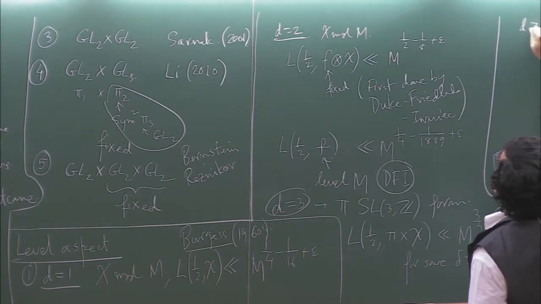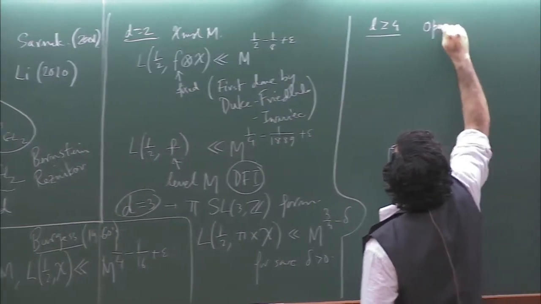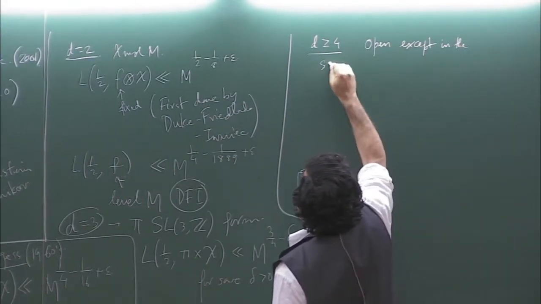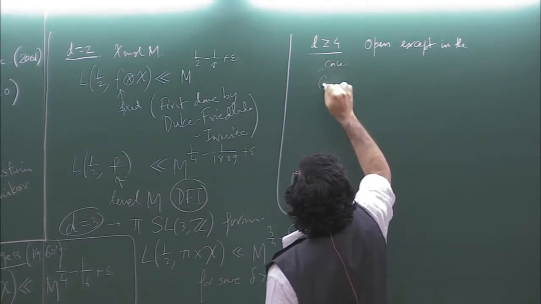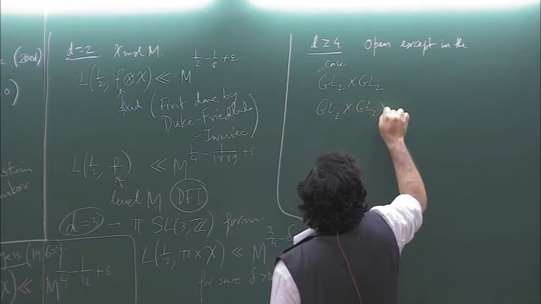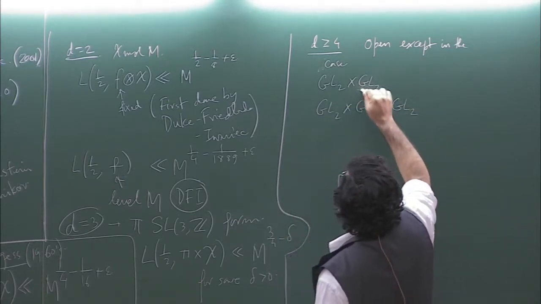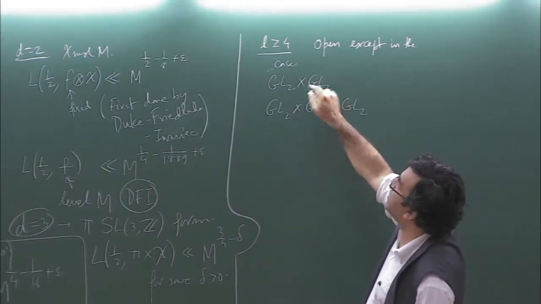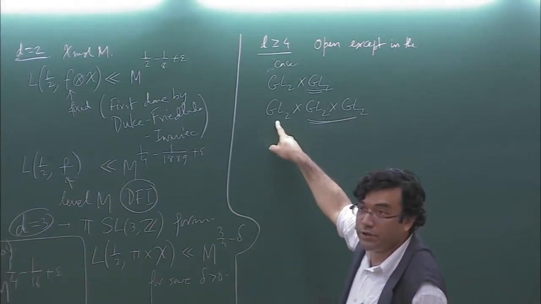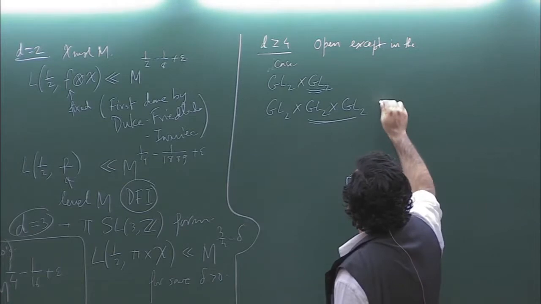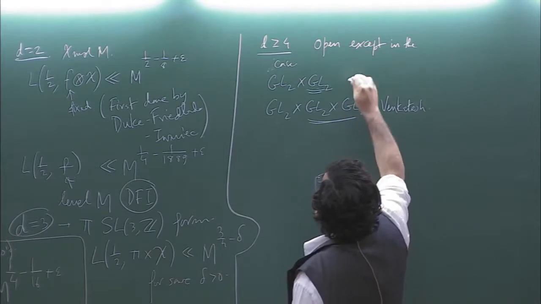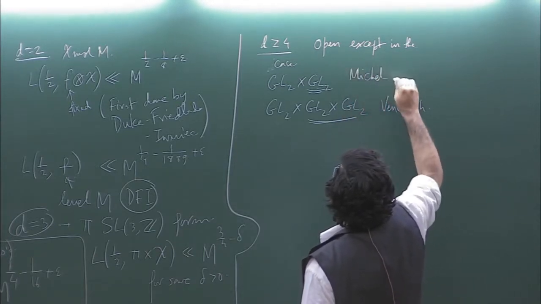And again, for d greater than or equal to 4, more or less open, except in two cases, one is GL2 cross GL2, the other is GL2 cross GL2 cross GL2. So in this case, if you fix one of the components and vary the other, we know subconvexity. And in this case, if you fix two components and vary the other, we know subconvexity. Okay, this is due to Venkatesh, and this is due to Michel and others.